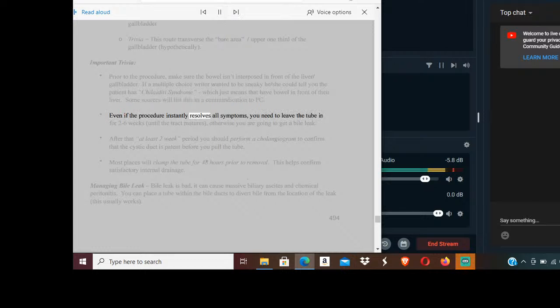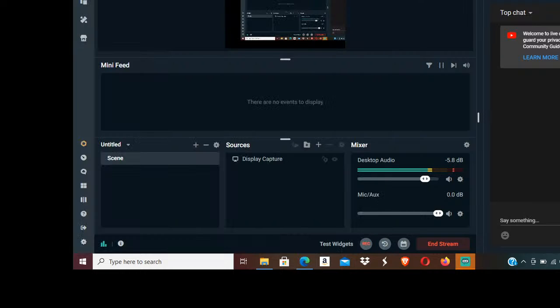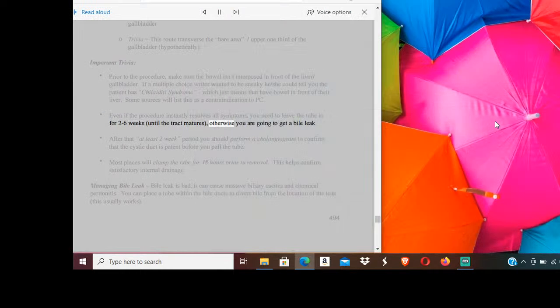Even if the procedure instantly resolves all symptoms, you need to leave the tube in for 2 to 6 weeks until the tract matures, otherwise you are going to get a bile leak. After that at least 2-week period you should perform a cholangiogram to confirm that the cystic duct is patent before you pull the tube. Most places will clamp the tube for 48 hours prior to removal.